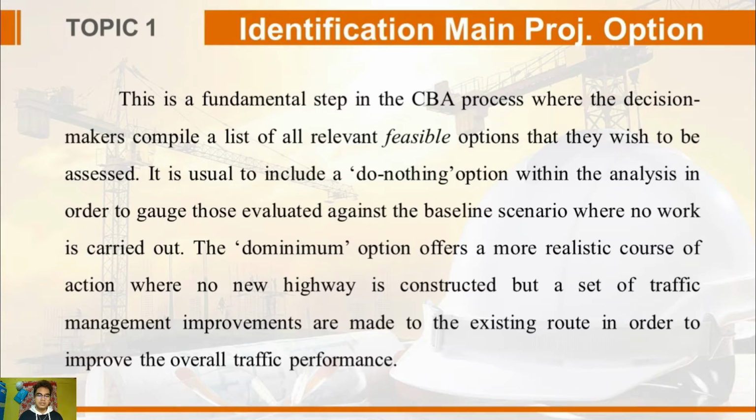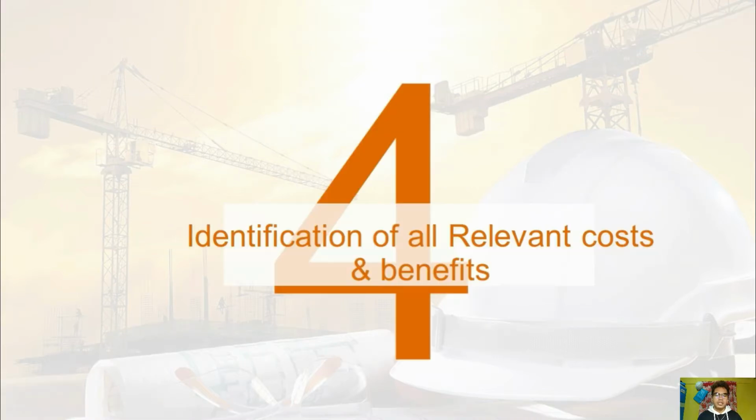The do-minimum option offers a more realistic course of action, where no new highway is constructed, but a set of traffic management improvements are made to the existing route in order to improve the overall traffic performance. Identification of all relevant costs and benefits.